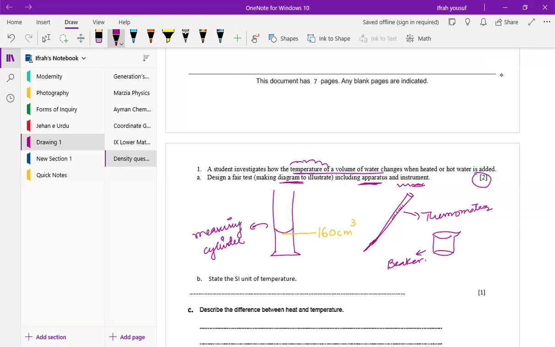So what is the SI unit of temperature? Kelvin, and the symbol is K. Okay. Do remember all these things, beta. Take it down. Don't forget.